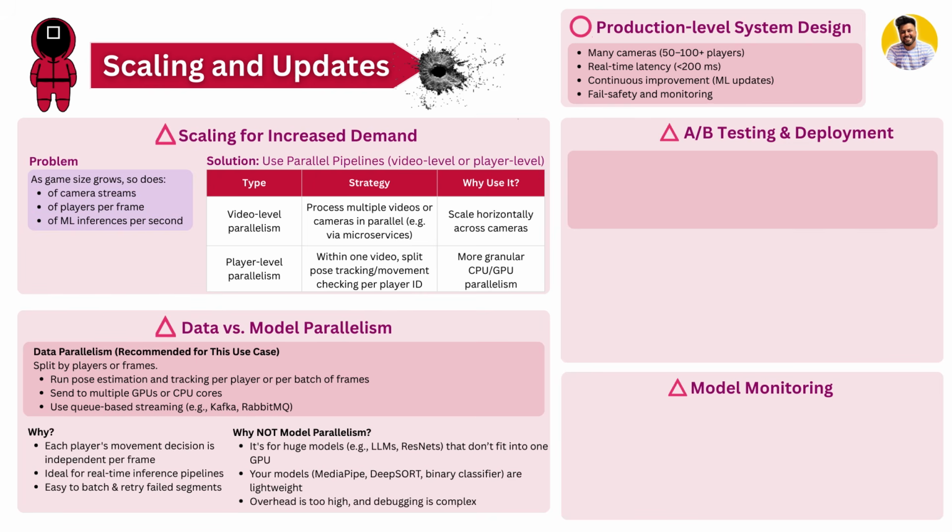here, because data parallelism is recommended for this kind of use case. We can split the data by players or frames. We can run pose estimation or tracking per player or each batch of frames as well. We can send them to multiple CPU cores. We can do queue-based streaming by using Kafka and RabbitMQ as well. And why do we use data parallelism here? Because each player movement decision is independent per frame, ideal for real-time inference, and easy to batch and retry failed segments as well.